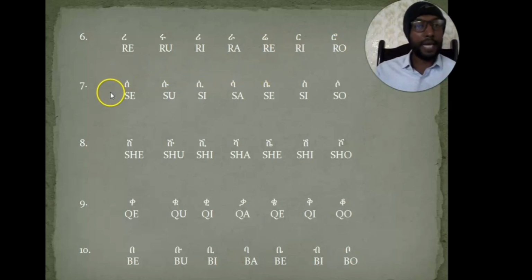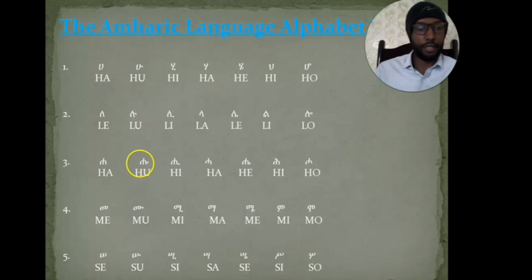The seventh Amharic alphabet is called what? Sa. Previously, we have said that number 5 is also called Sa. If you notice, number 5 Amharic alphabet is also called Sa, with Su, Si, Sa, Se, Si, So. Similarly, number 7 is also called Sa.